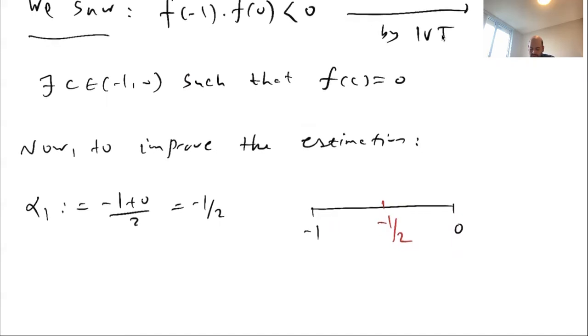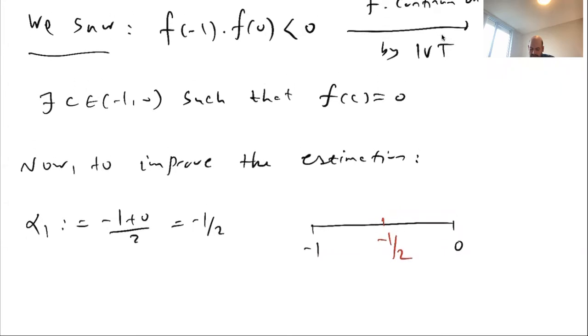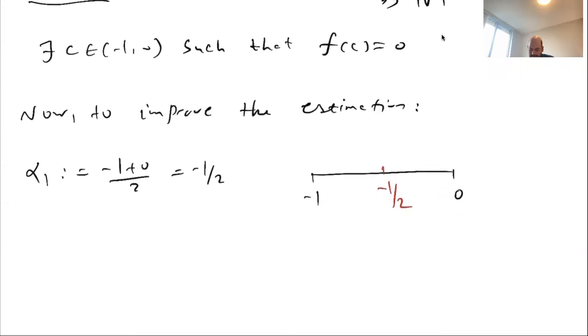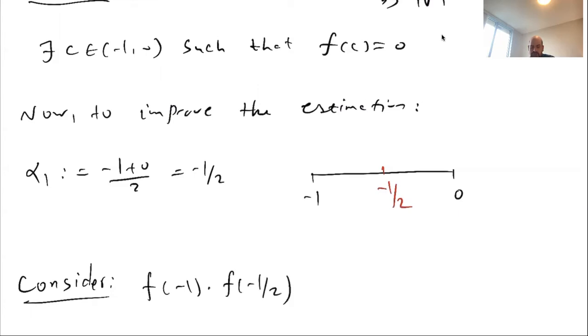Now, how can we do that? We can consider f of -1 times f of -1/2, right? So the root is either from here to here or from here to here. I have to consider f of -1 times f of -1/2. If it's negative, it means the root will be here. If f of -1/2 times f of 0 is negative, it means it will be here.